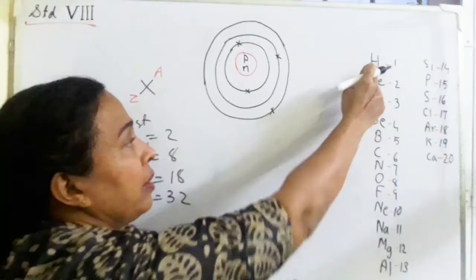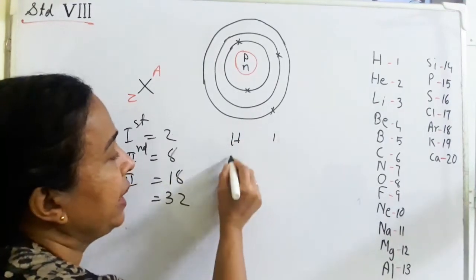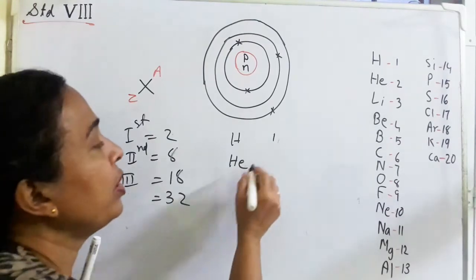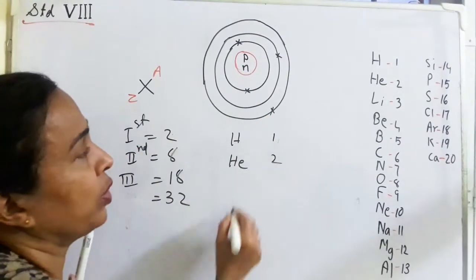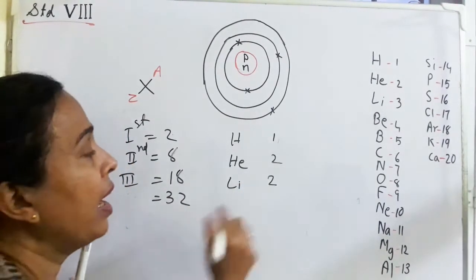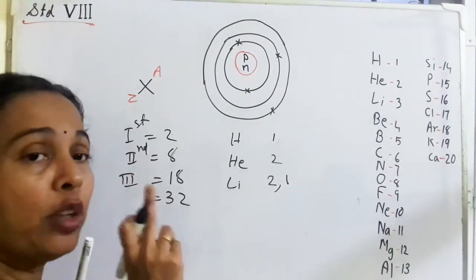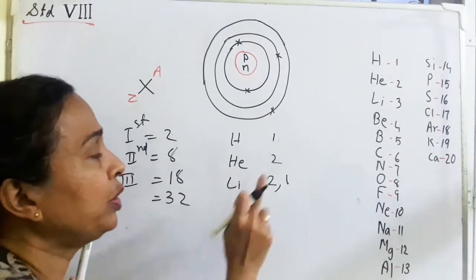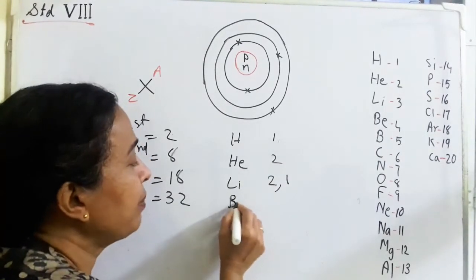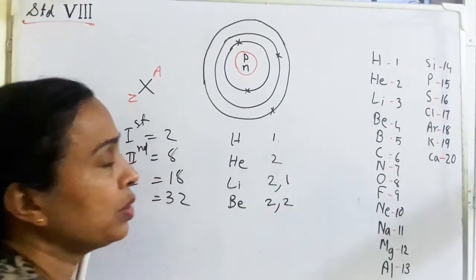Okay, so the hydrogen atom, the atomic number is 1, so the electronic configuration is 1. Helium, atomic number is 2, so 2 electrons. The first shell can accommodate 2, so this is the electronic configuration. Lithium 3, so first 2 electrons go to the first shell and the next electron goes to the second shell, because the first shell can accommodate only 2. Now 2 plus 1 equal to 3, that is the atomic number, the number of electrons present in that atom.